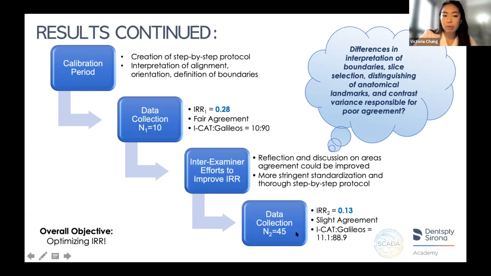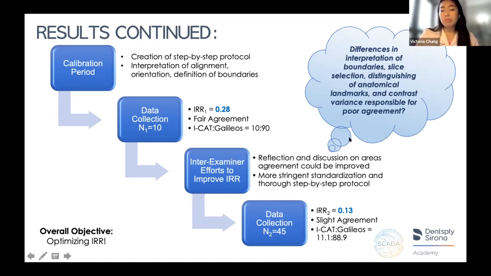Even though we had increased the sample size from 10 to 45 scans analyzed, and made efforts to improve IRR using a more stringent standardization and step-by-step protocol. So we considered the ratio of ICAT versus Galileo scans as well, because they differ a bit in terms of image resolution, and we found that the ratio was very comparable. So ICAT to Galileos for the 10 scans was 10 to 90 versus 11 to 88.9 in the second set of 45 scans.